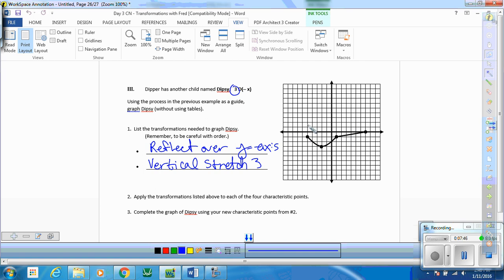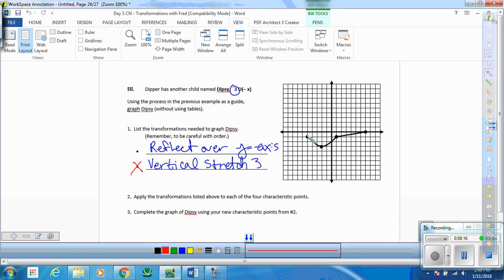So I need to think about which one I want to do first. Now, here's the good news. There's no translation involved here. Translations should always be done last. Get those out of the way last. We want to know our distances first. But with this one, the order doesn't matter as much, but I really need to make sure that I keep myself straight. So what I think I'm going to do is my vertical stretch first, and then I'm going to reflect it over the y-axis.